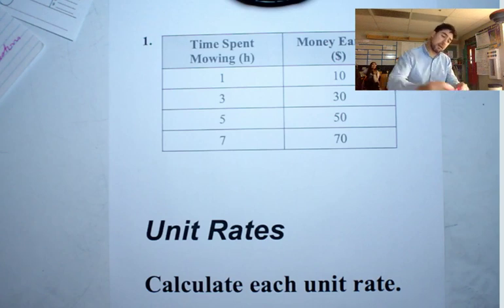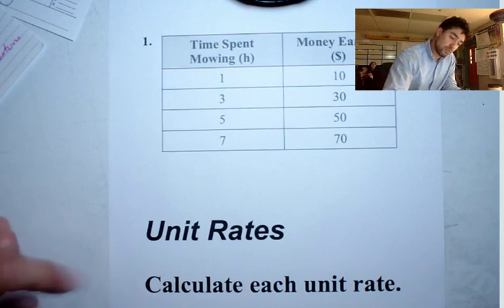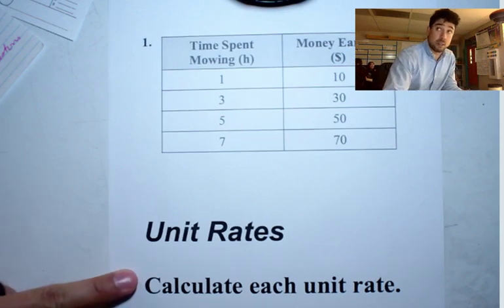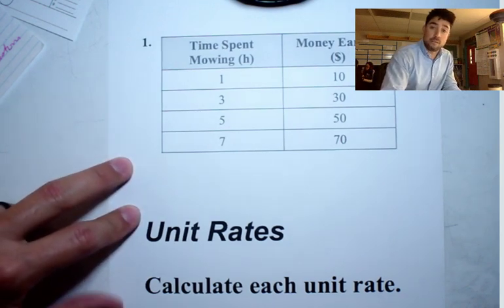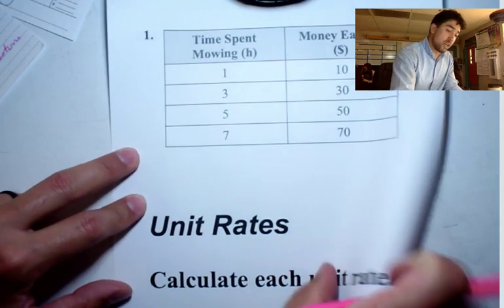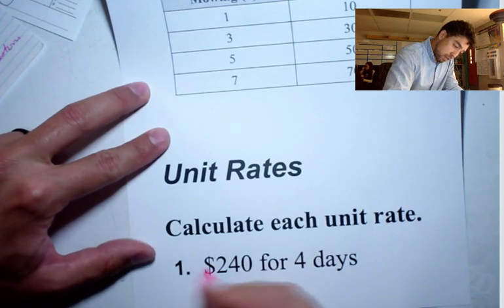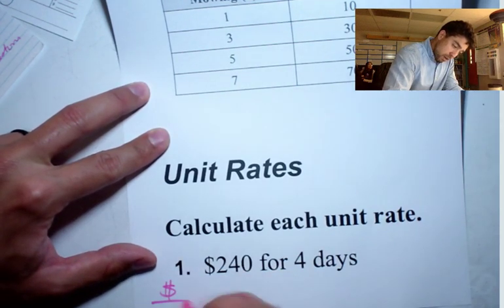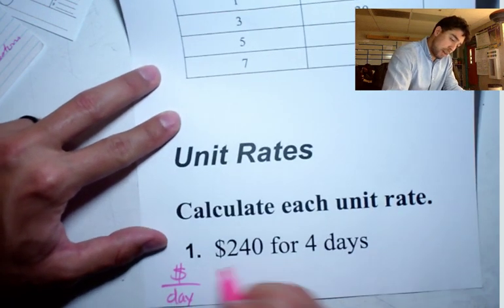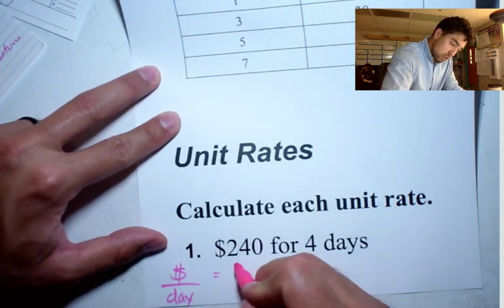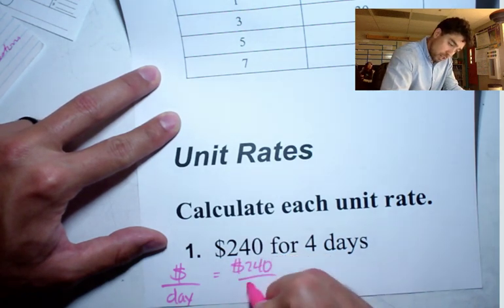In this problem here, what are the 2 units that we're talking about? 240. Units. We're not talking about numbers. What are the units? Money. Money and days. So our first step when we're doing a unit rate problem is we want to write the units. So we're going to say dollars per day. And then from there we can fill it in. So how many dollars were there? 240. How many days? 4. 4 days. Notice how I'm labeling the units.